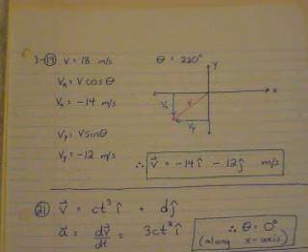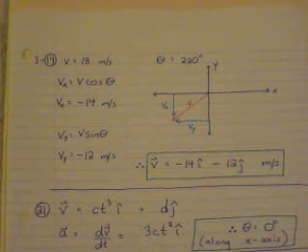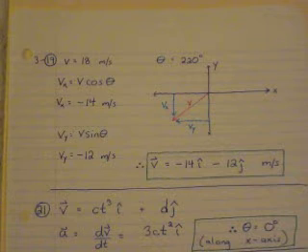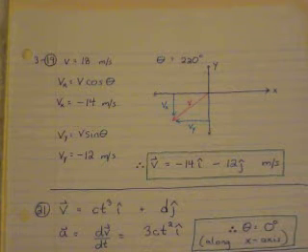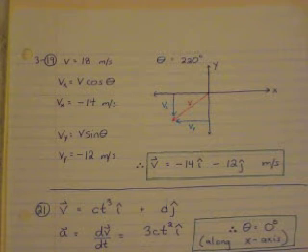This is Porterville College, Physics 104A, Chapter 3 Homework Solutions. Starting with number 19, an object is moving at 18 meters per second at 220 degrees counterclockwise from the x-axis. Find the x and y components of its velocity.